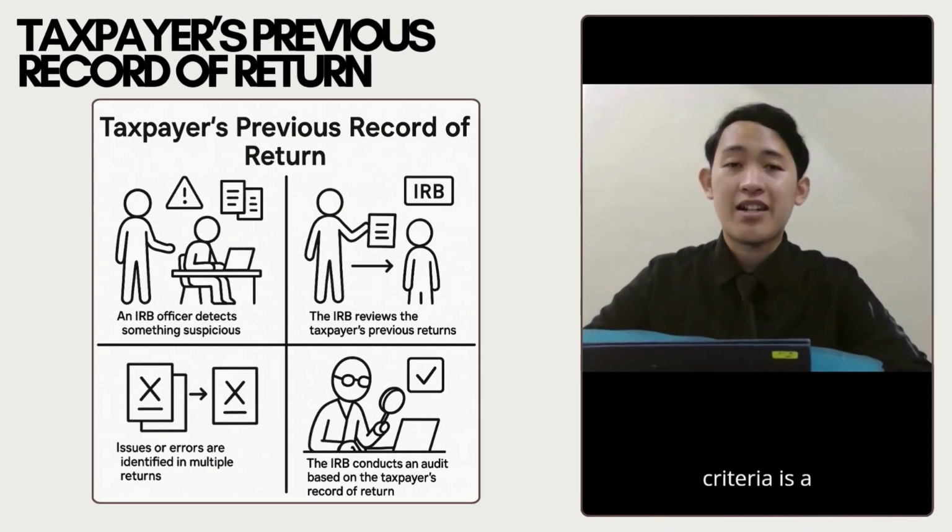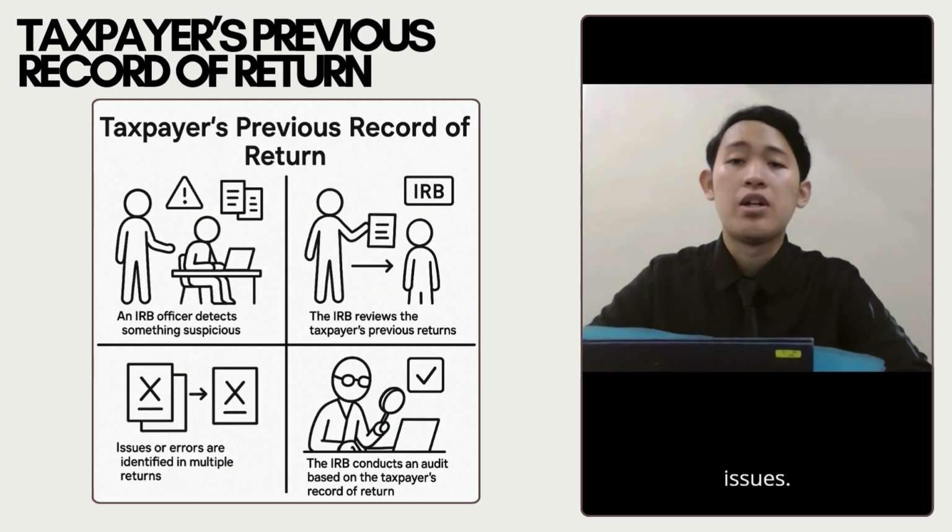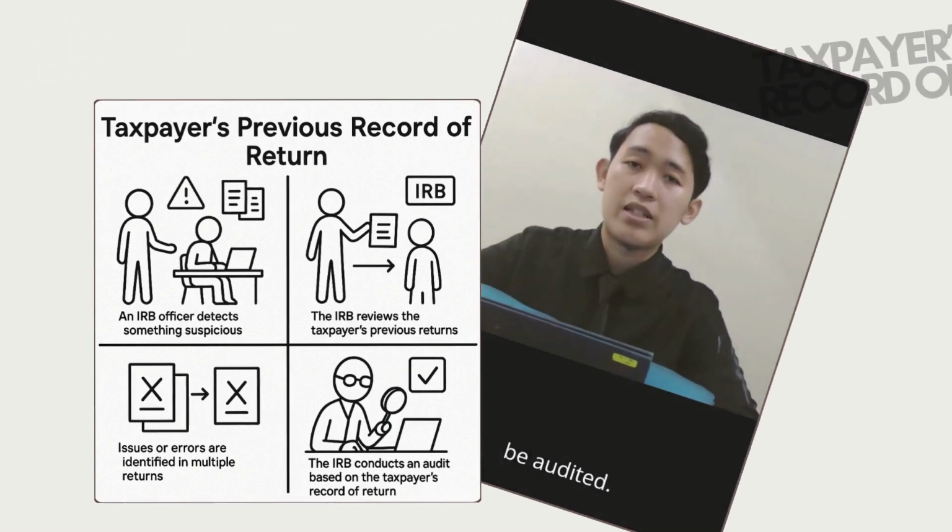The last selection criteria is a taxpayer's previous record of return. Frequent late submission or failure to file may signal non-compliance or reporting issues. Therefore, taxpayers with poor filing records are more likely to be audited.